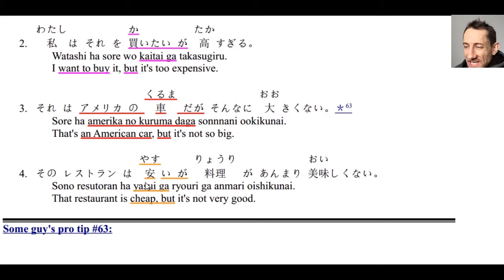Number four, そのレストランは安いが、料理があんまり美味しくない. So that restaurant is cheap, but the food isn't very good. And another thing I'd like to point out that kind of confused me when I was first learning Japanese is that sometimes people will say this ga character with a hard g, but a lot of times you'll hear it like an ng. So sometimes this ga can be pronounced ga or nga. Just know that there are two different pronunciations. Sometimes it's soft, sometimes it's hard. It just depends on who's using it.